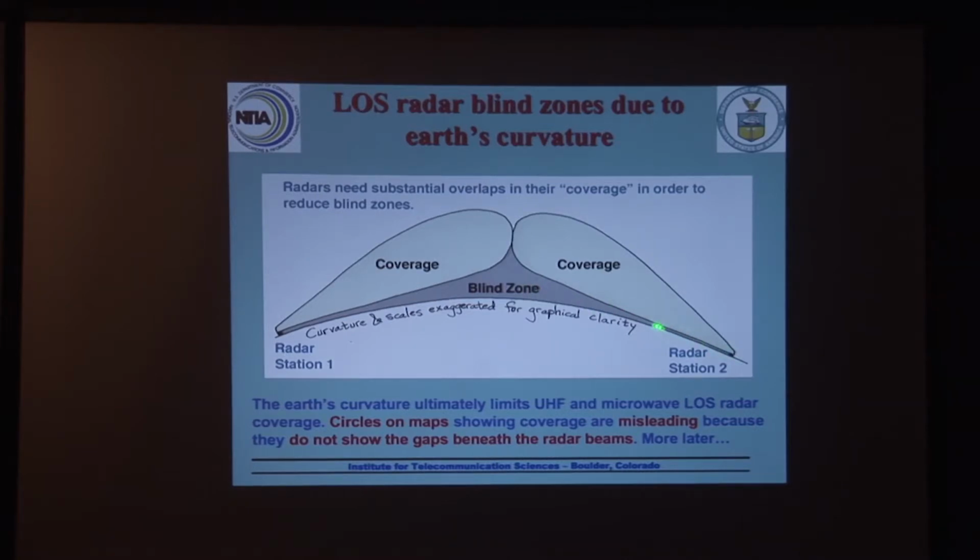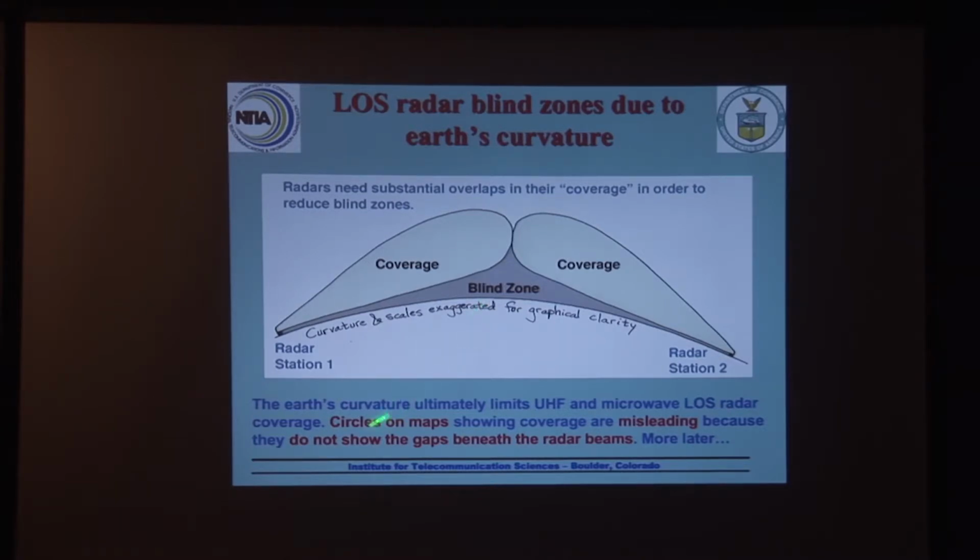So this is what people mean when they talk about flying under the radar. If you're moving along in this zone in here, these microwave radars that are line-of-sight systems are not going to be able to see you. I've exaggerated the geometry in this diagram just to demonstrate this.